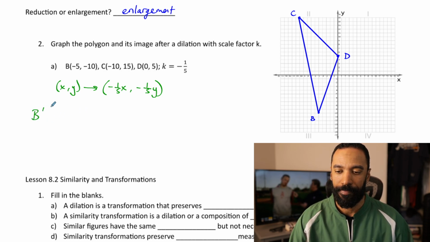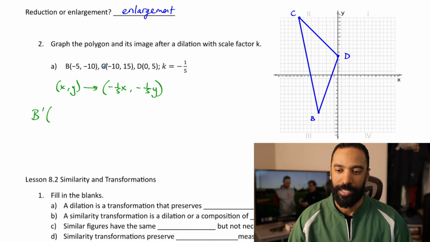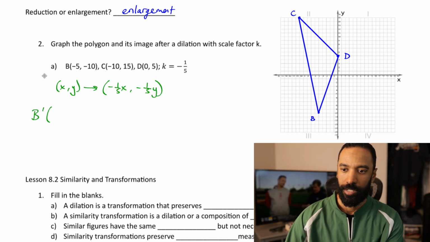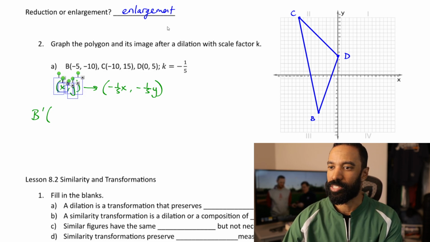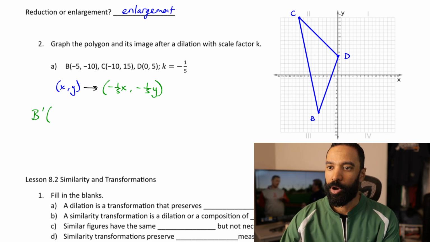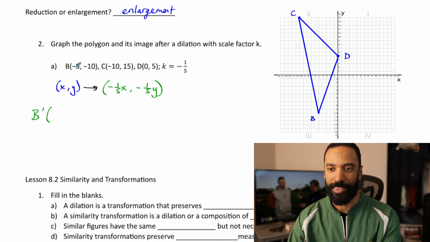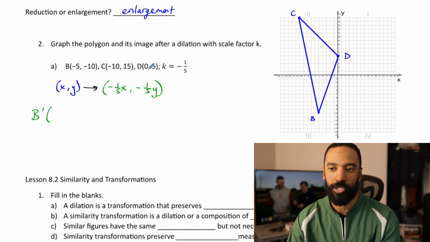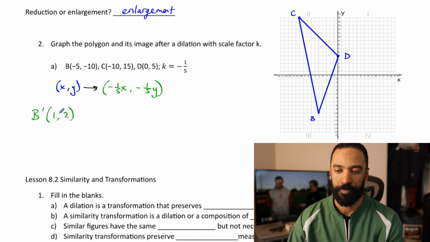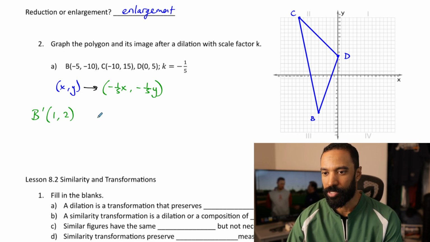So B prime will be this new point. Let's do this. Give me 1 second. I'm going to change this into blue because that's kind of what the original points were, and just make this one black. Okay, so B prime, we're going to divide this by -5 and this by -5, and these are all divisible by 5, which is good. So we'll get +1, +2. That'll be where B prime exists.